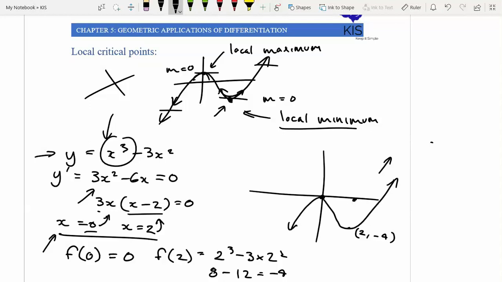Right? With a graph that looks like that, that's the only way that we can link them. Now, don't get too caught up about if you didn't get that straight away. This is just to give an example of how we can use local maximum and minimum turning points.